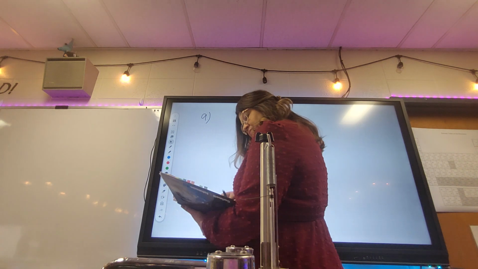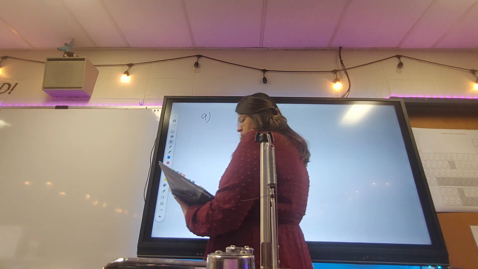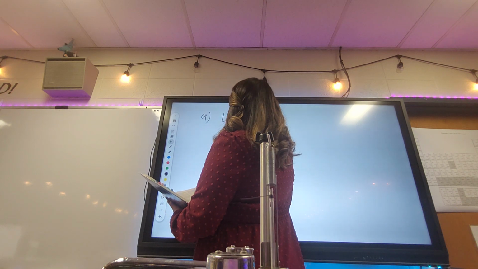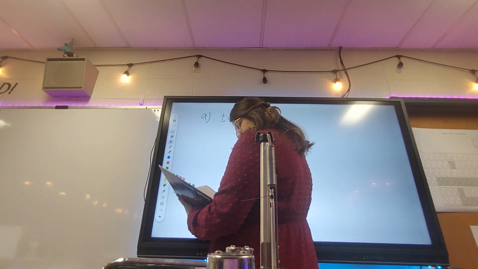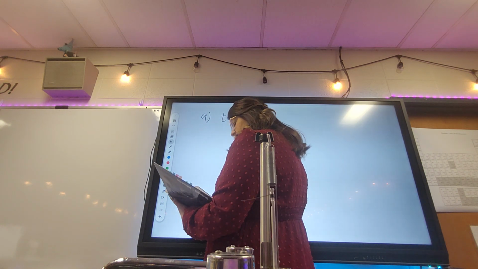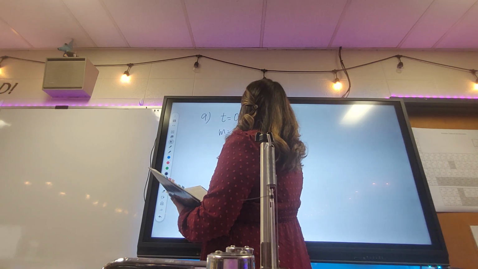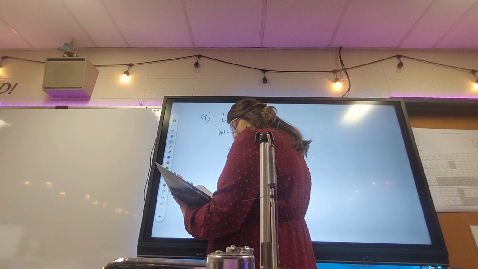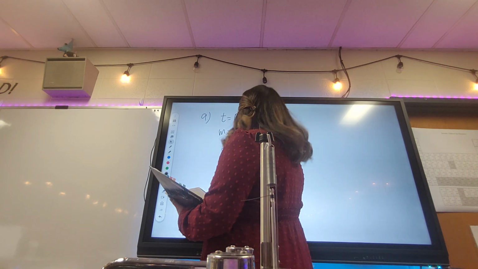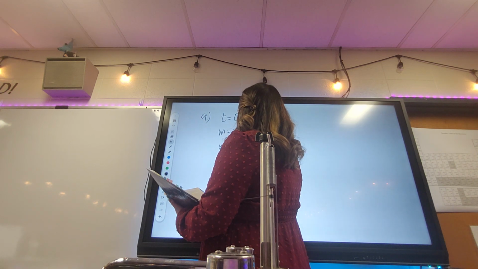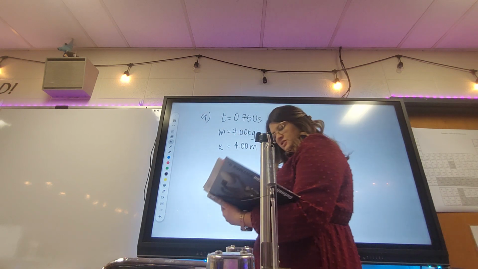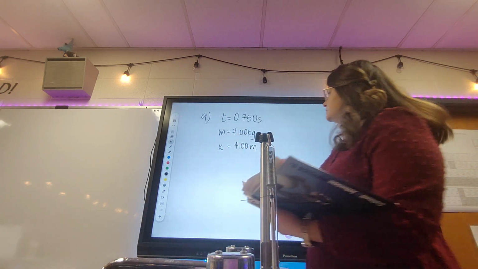All right, number 9. In 0.750 seconds, a 7-kilogram block is pulled through a distance of 4 meters on a horizontal frictionless surface starting from rest.